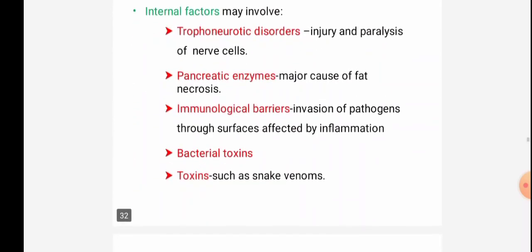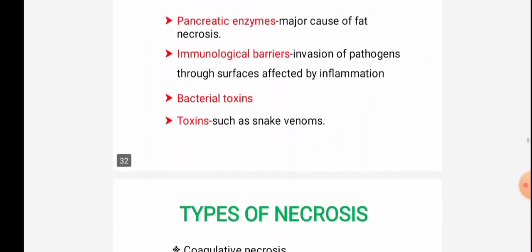The internal factors are trophoneurotic disorders, pancreatic enzymes, immunological barriers, bacterial toxins, and toxins such as venoms. The trophoneurotic disorders are injury and paralysis of the nerve cells. The pancreatic enzymes are a major cause of fat necrosis. Immunological barriers: invasion of pathogens through surfaces affected by inflammation. Bacterial toxins and also toxins such as venoms.